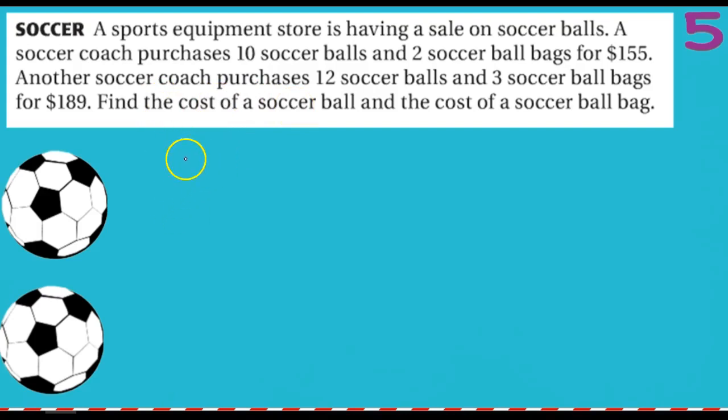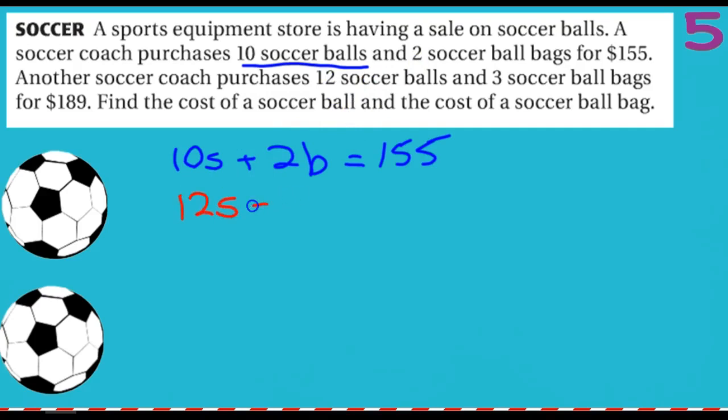So I think I'm going to make these two equations. My soccer ball is going to be S, and my soccer ball bag will be B. So we have 10 times S, 10 soccer balls, and 2 soccer ball bags. So I'm going to add those together to B for $155. Then the second one, I have 12 soccer balls, so 12S plus 3B is going to equal 189.